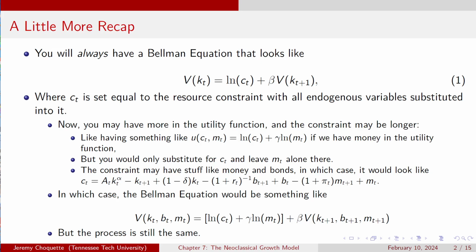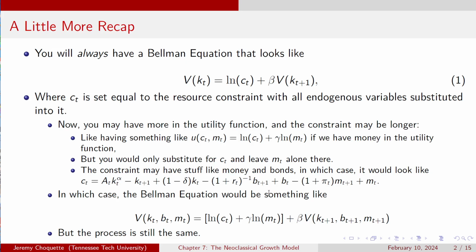Now, the constraint might be longer as well. You could have, say, money and bonds in there, in which case you don't just have the flow of capital, which is investment, right? You'd also have the flow of bonds and the flow of money. So this stuff right here, 1 over 1 plus the real interest rate times b_{t+1}, well, that's the discounted present value of tomorrow's bond holdings plus today's bond holdings minus the discounted present value of tomorrow's money holdings and today's money holdings. Now, you have 1 over 1 plus the real interest rate for b_{t+1}, right?